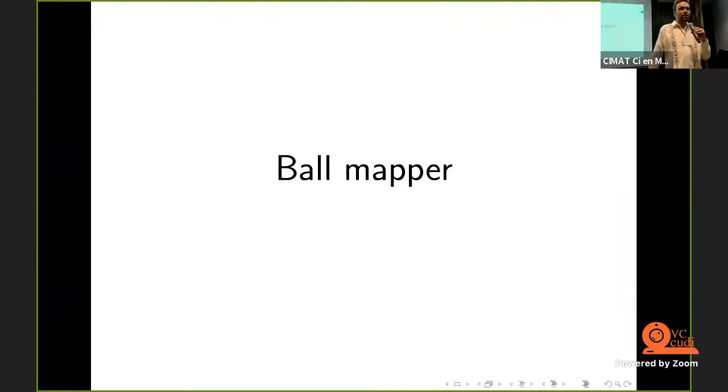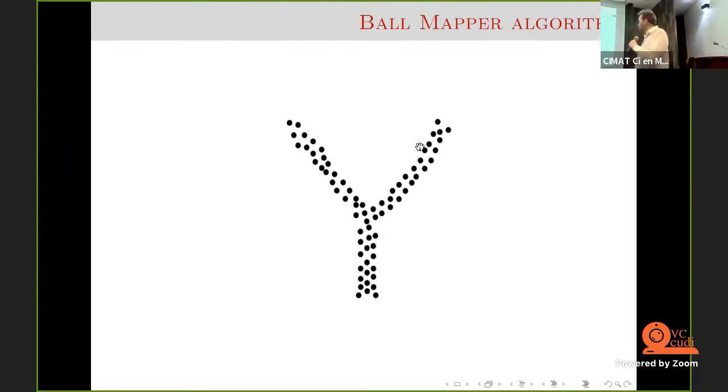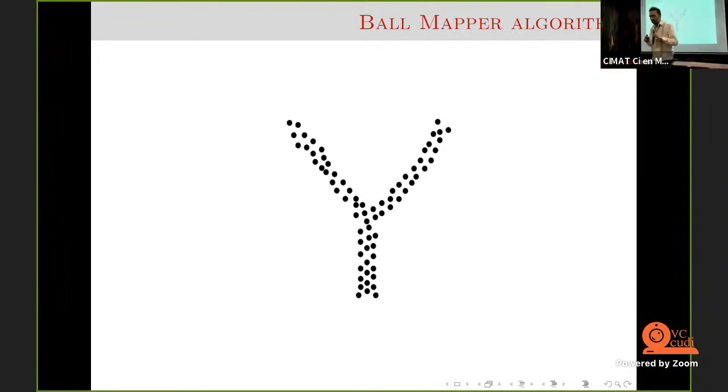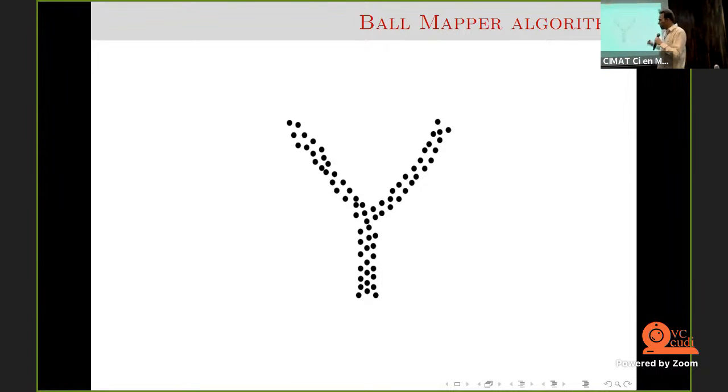I want to give you one more fun example, and I want to ask you one question. Just to remind you from the morning, it's been a long day. Mapper is an algorithm that takes as input a collection of points and returns an abstract graph, the shape of which should resemble the shape of this collection of points. How does it do it?